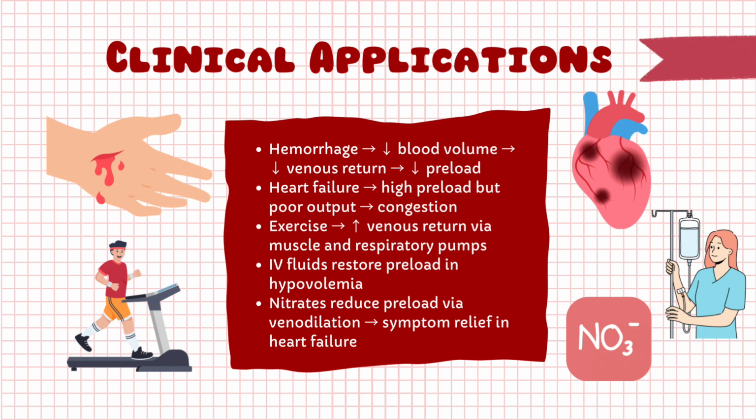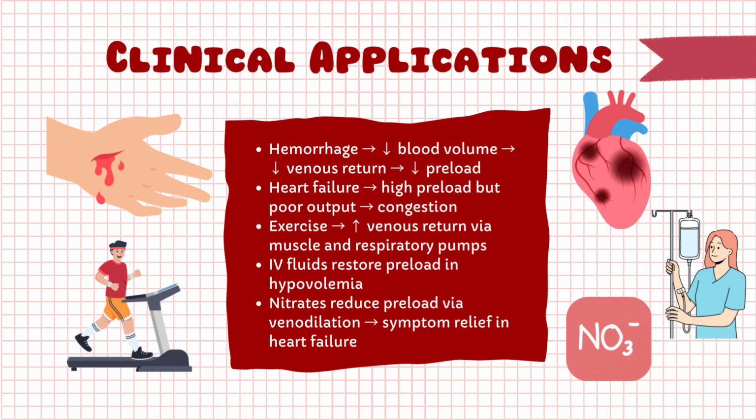Let's apply these concepts to real-world scenarios. In hemorrhage, blood volume drops. This reduces venous return, which lowers preload and ultimately decreases cardiac output. That's why restoring volume is a priority in shock. In heart failure, the heart struggles to pump effectively. Preload may be high, but the heart cannot handle it, leading to congestion and fluid buildup.